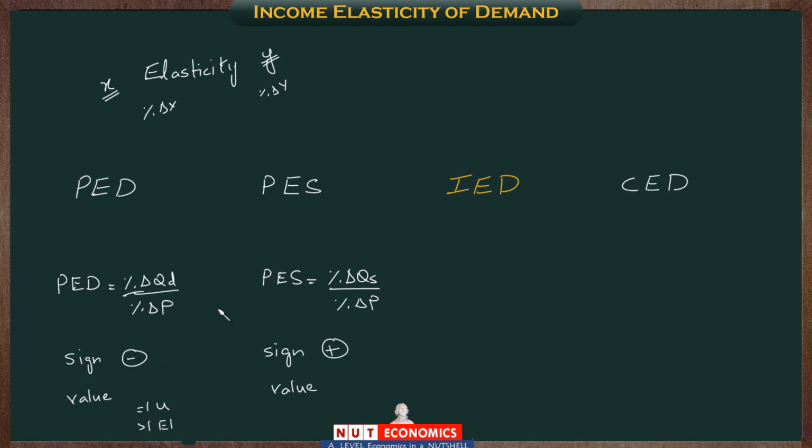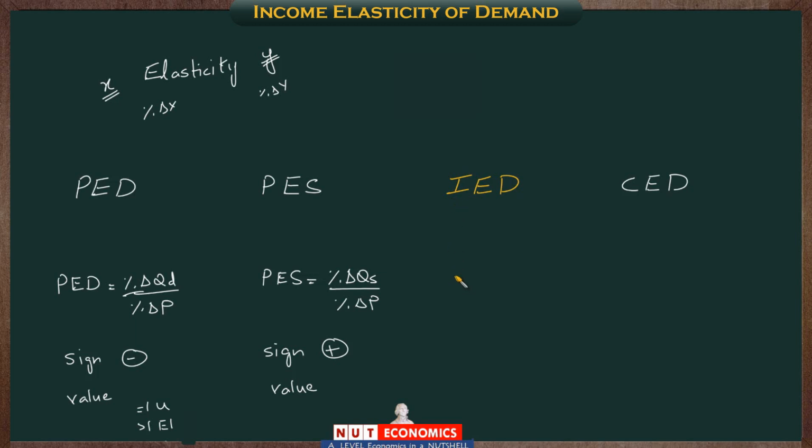Now we will use this exact same framework to work out what IED is, income elasticity of demand. So we are going to try and measure the responsiveness, the elasticity, the amount of change in demand when the incomes of the consumers of a product change. That is how you can define IED.